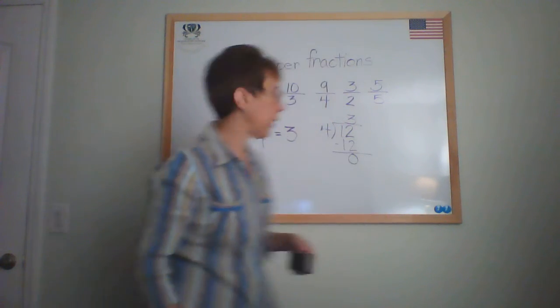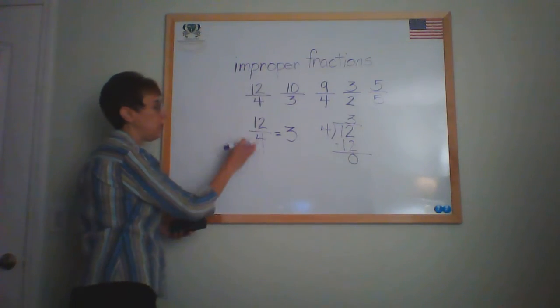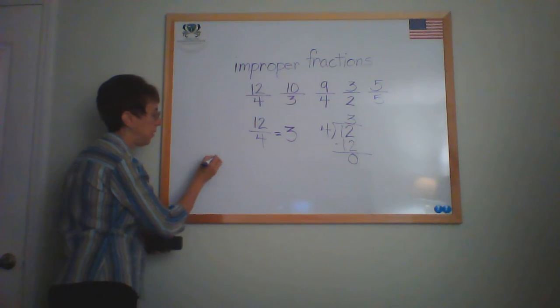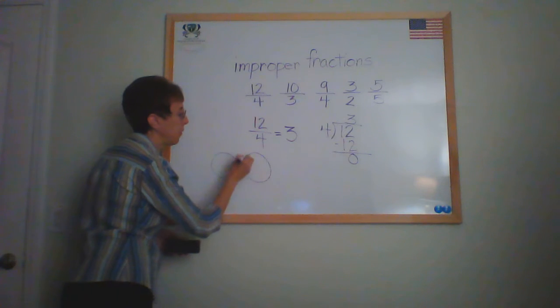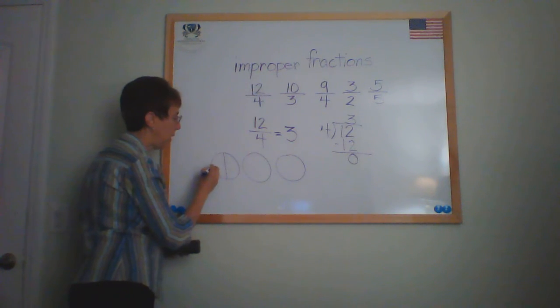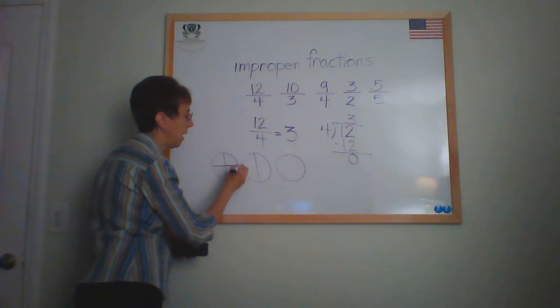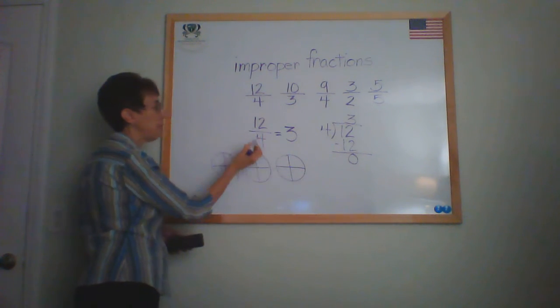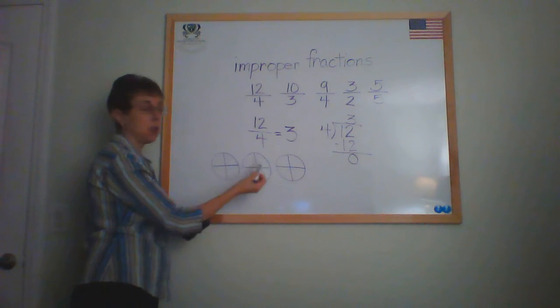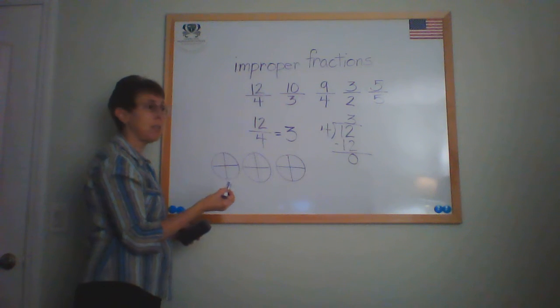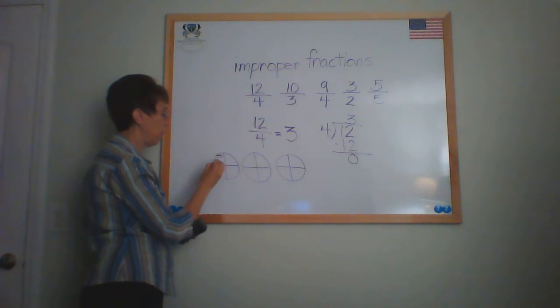So basically here, if we had to draw a picture to go with 12/4 is equal to 3, the fourths tell us how many equal parts each of our figures must have. In this case, I'm doing circles. The fourths tell us that each circle has to be divided into fourths. The 12 tells us we need to shade in 12 of those fourths.